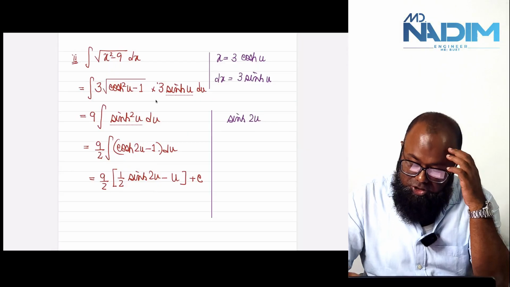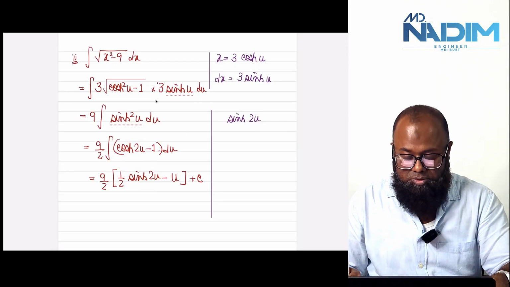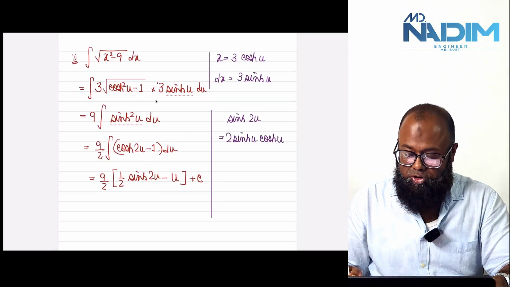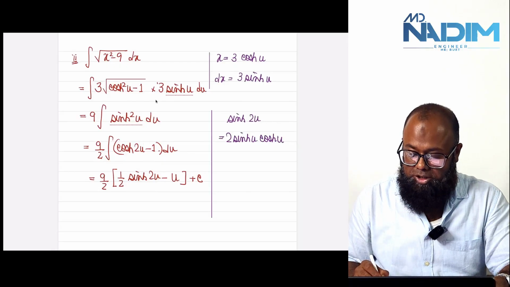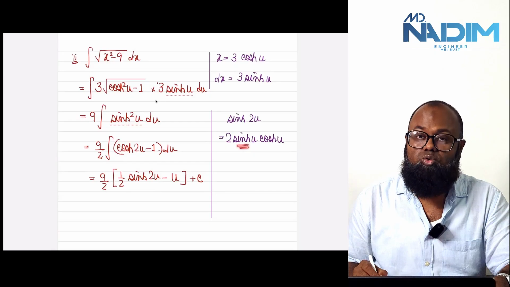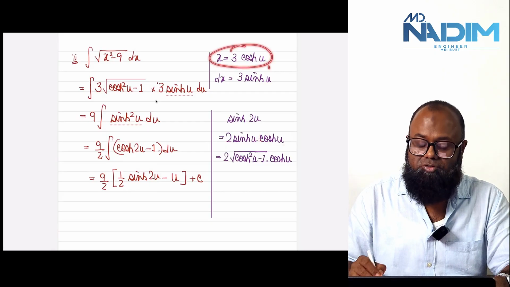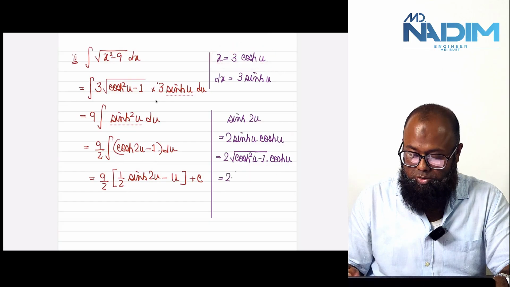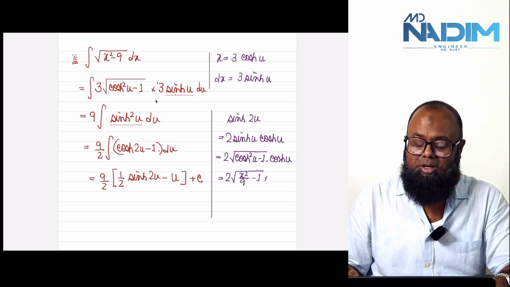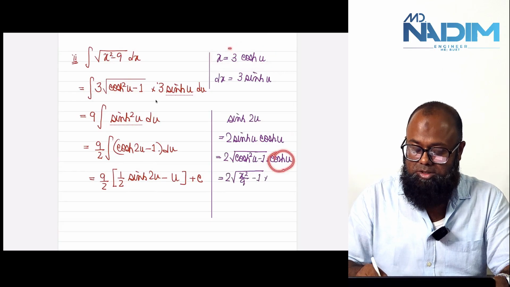First of all, sin 2u is equal to 2 sin u cos u. Now, sin u can be written as root over 1 minus cos squared u, and then cos u. Now, you know that cos u is x by 3. You just put the values here. 2 root over 1 minus x squared by 9, and cos u is x by 3.